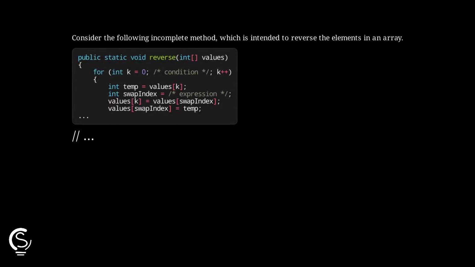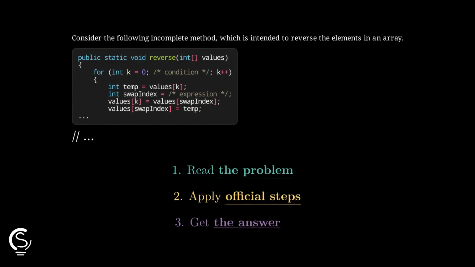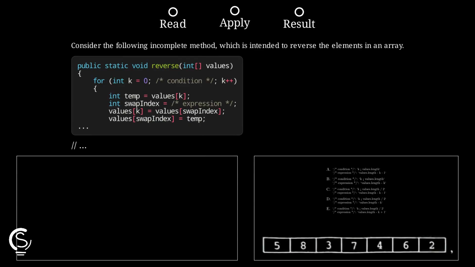Reversing an array in Java is a classic coding challenge that you can master quickly. Let's find the correct loop condition and swap expression together. To reverse an array, each element at index k must swap with the element at the opposite end. That specific index is always the total length minus k minus 1. Let's go.